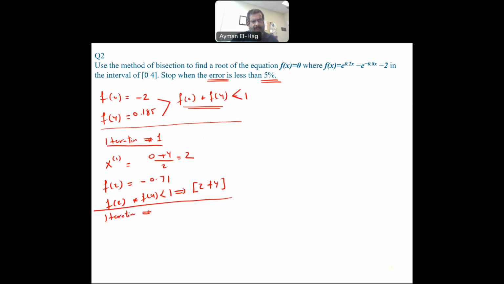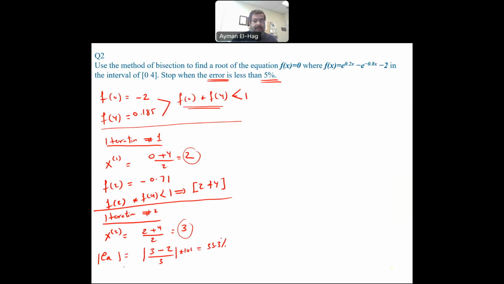Now in iteration number 2, take the average value of this. So x of 2 now is equal to (2 plus 4) divided by 2, which is equal to 3. So the first answer was 2, the second answer was 3. Now the approximate error percentage-wise is equal to the absolute value of the current solution 3 minus the previous one, divided by 3, times 100, which is equal to 33.3%, still way higher than the required criteria.